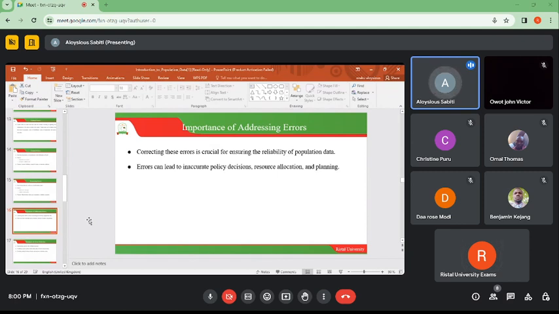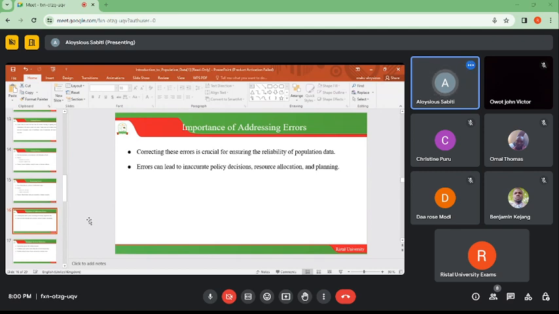Another reason for addressing these errors is that they can lead to inaccurate policy decisions, resource allocation, and planning. If these errors are not corrected, policymakers may be basing their decisions on them, and it may be unfortunate that they allocate resources where there is no need. This is a very important aspect of addressing errors.